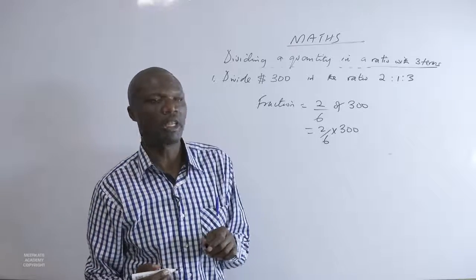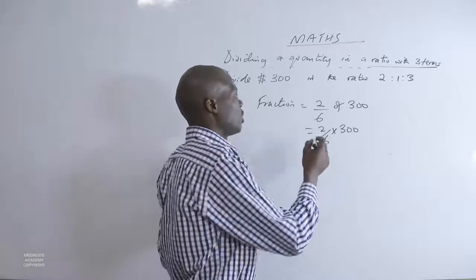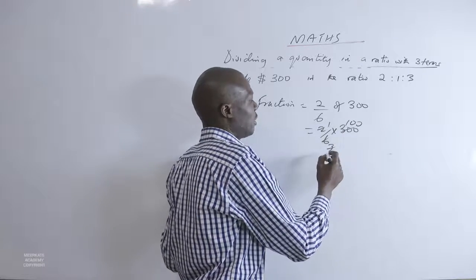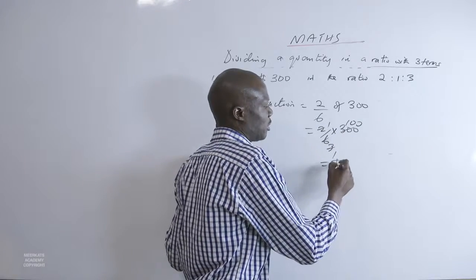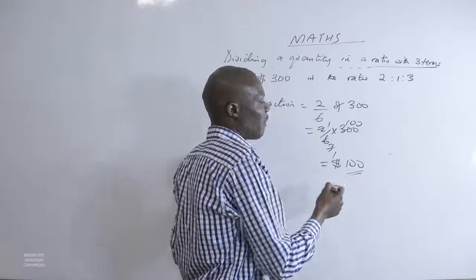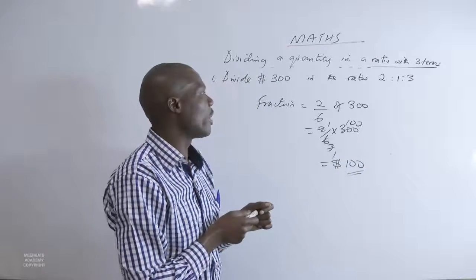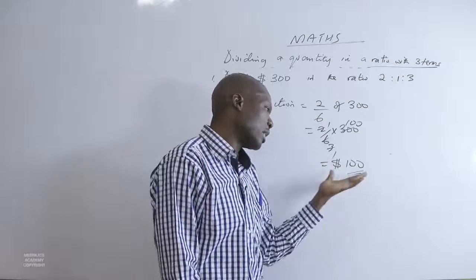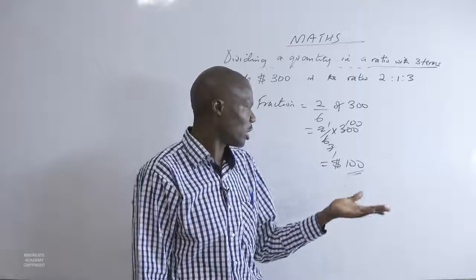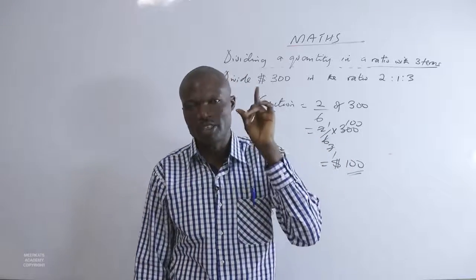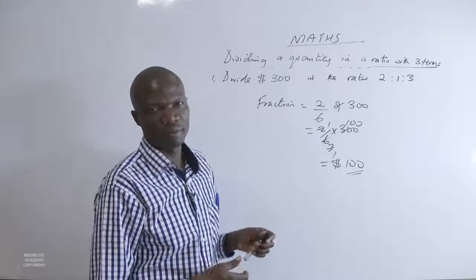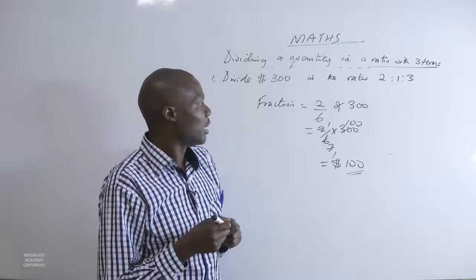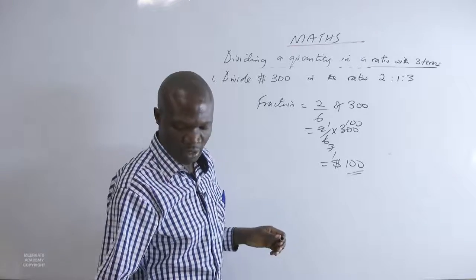It will be 2 over 6 multiplied by 300. So this gives us a total of $100. What were we looking for? We were looking for 2 over 6 of the total amount, and that is directly giving us the amount assigned to the first ratio. That is the fraction method.